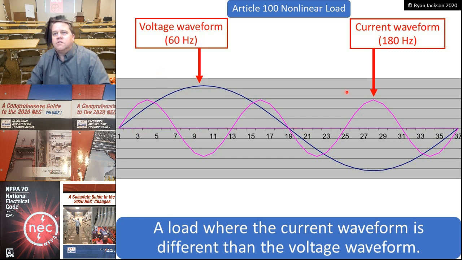So this might be a current waveform of 180 hertz. That would be a third order harmonic if the voltage waveform is 60 and the current waveform is 3 times that. That would be a third order harmonic. So that would have the effect of adding heat on the neutral conductor.